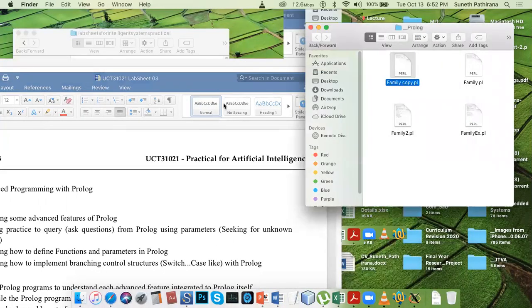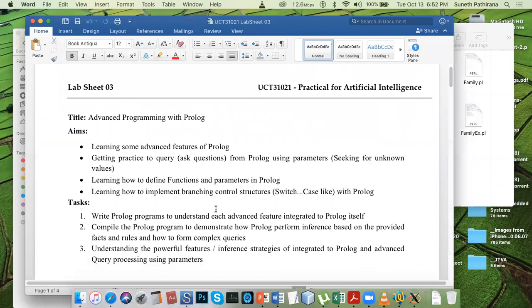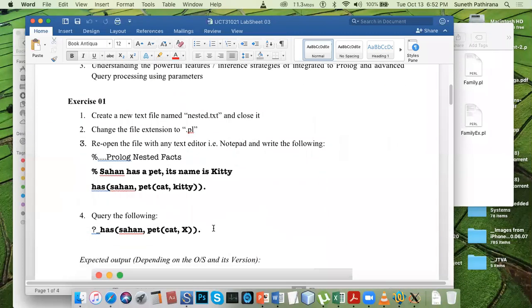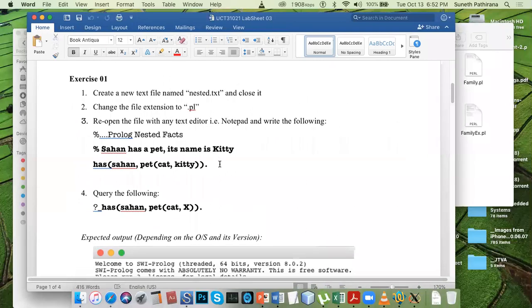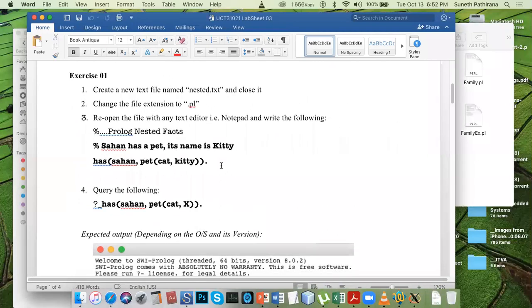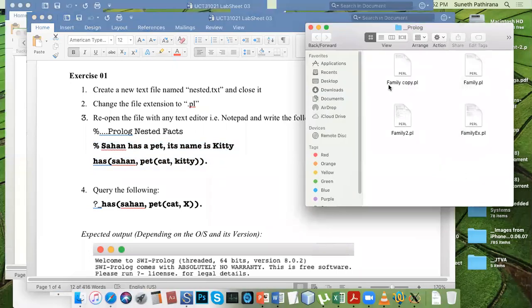So we'll create something. Let's see what's the example. Okay, this time it's not that much complicated. This is nested facts. Of course, in Prolog you can define nested facts. That means fact within fact. For an example, this is how to define: Sahan has a pet. The pet's name is Kitty. This is how to define that.